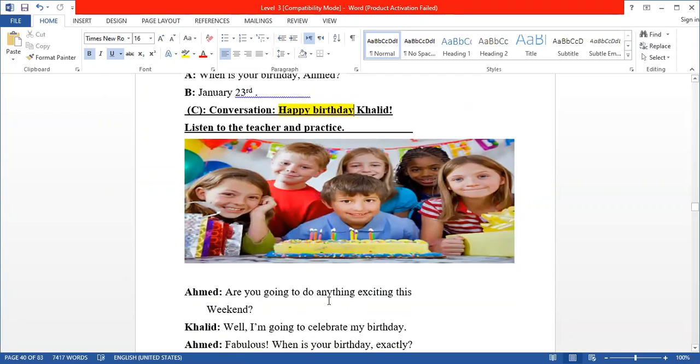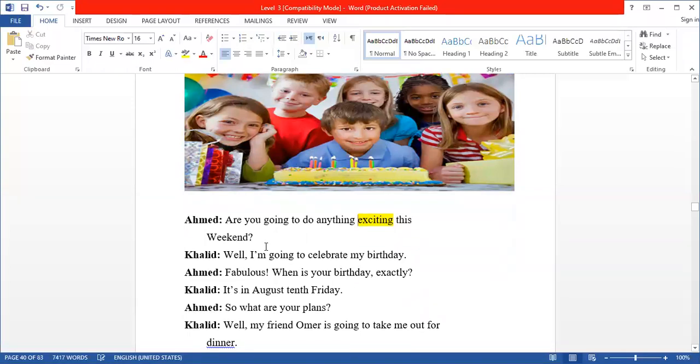أحمد: Are you going to do anything exciting this weekend? أحمد asked خالد, are you going to do anything exciting? Exciting here, it means interesting or causing great interest or excitement. يعني شيء يثير الاهتمام أو الإثارة. Exciting.